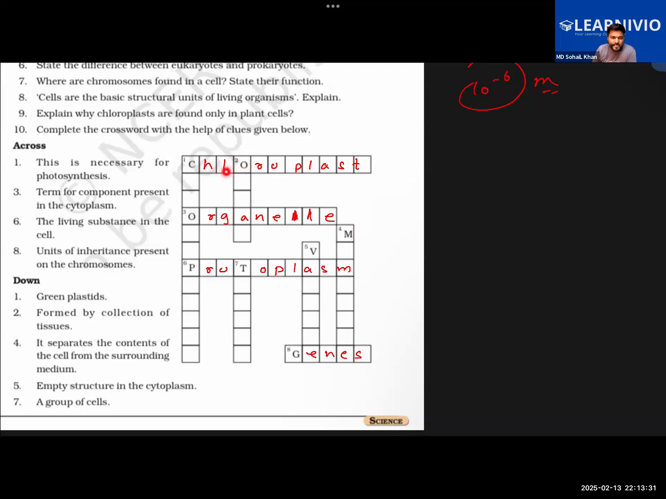It won't fit. Chlorophy... No, it will fit now. Okay. See? Yeah, okay. So it will fit. So chlorophyll would be the appropriate answer for this one. Like this is necessary. But the first one here in the down is specifically asking us about the green plastid. So thereby it is chloroplast. Yes, Vaiga, this one.